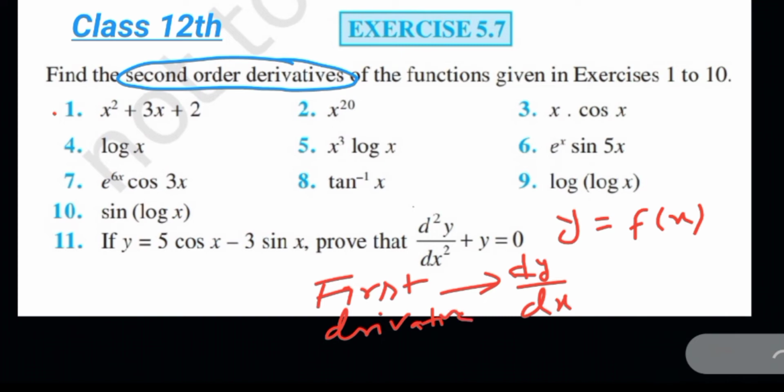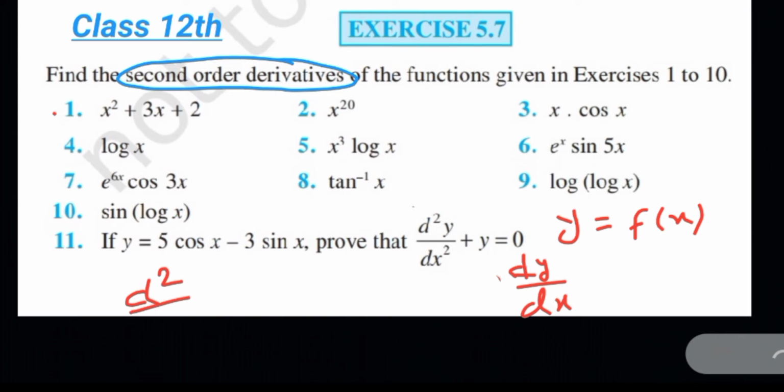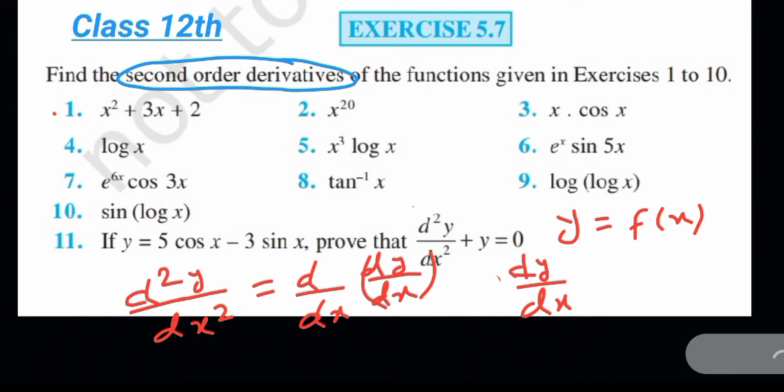If I am deriving dy upon dx with respect to x again, then I will get d2y upon dx square. That is nothing but the derivative of dy upon dx with respect to x again. So this is the concept: we have to derive a second time. We will solve the question, then you will understand easily. So we'll start with question number 1.